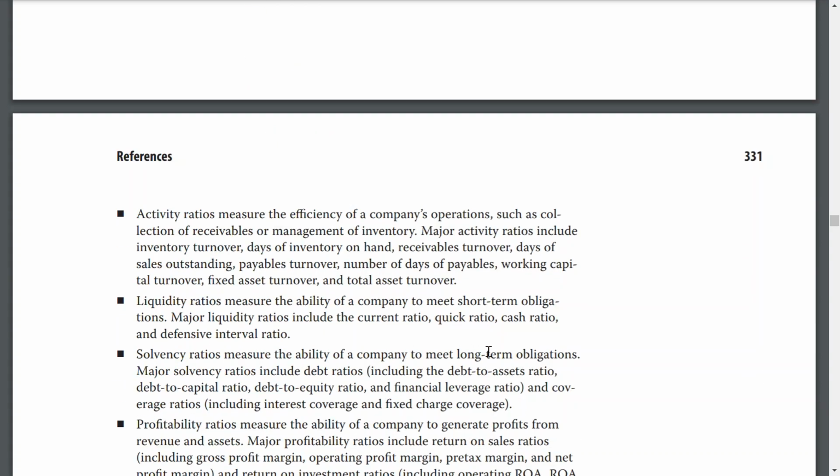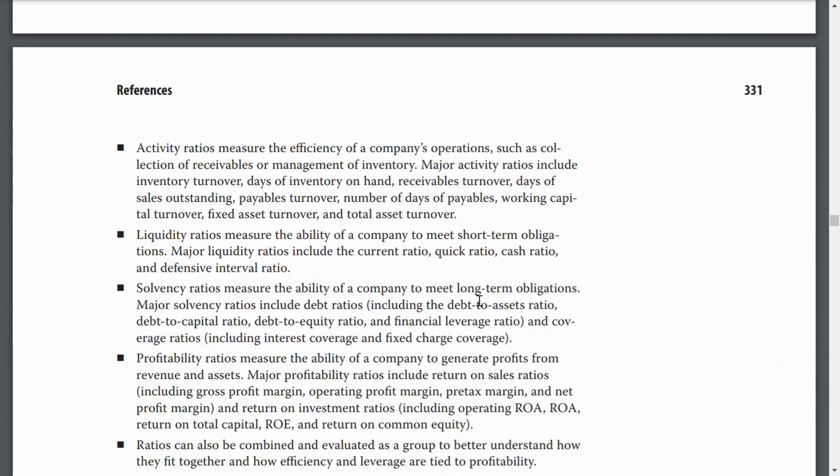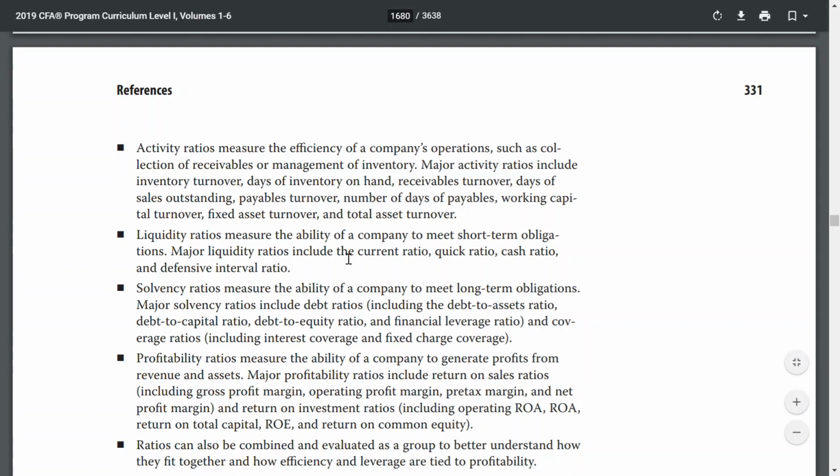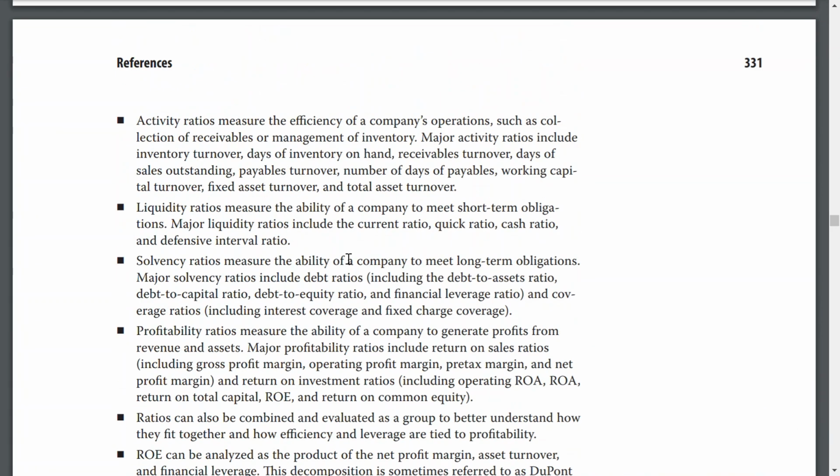Activity ratios measure the efficiency of a company's operations, such as collection of receivables or management of inventory. Major activity ratios include inventory turnover, days of inventory on hand, receivable turnover and days of sales outstanding, payable turnover, number of days of payables, working capital turnover, fixed asset turnover, and total asset turnover.